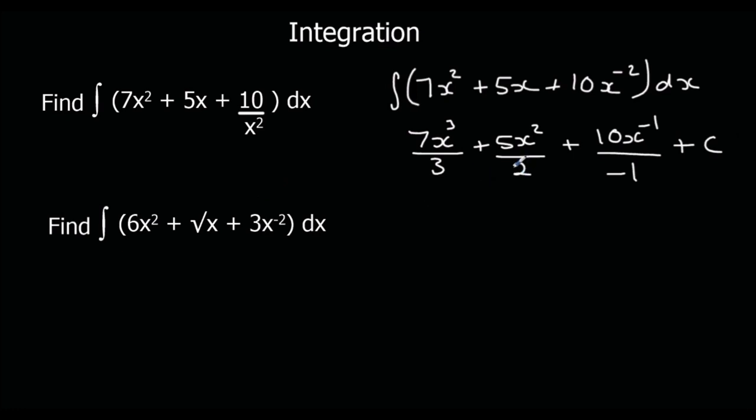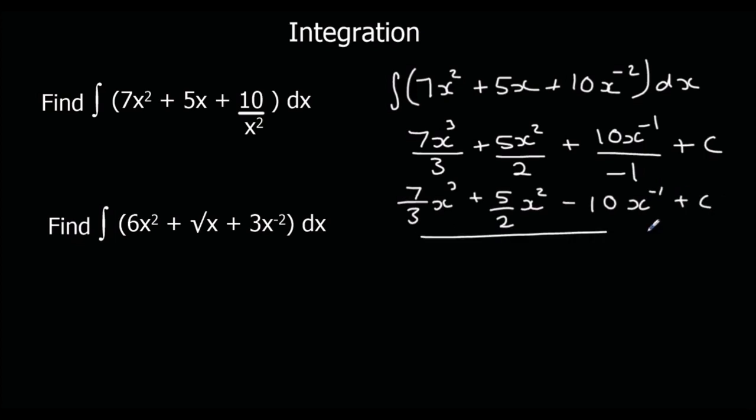Now we're going to simplify this. 7 over 3 is just 7 over 3. 5 over 2 is just 5 over 2. 10 divided by minus 1 is just minus 10. A positive divided by a negative is a negative. Plus c. And that's our final answer.